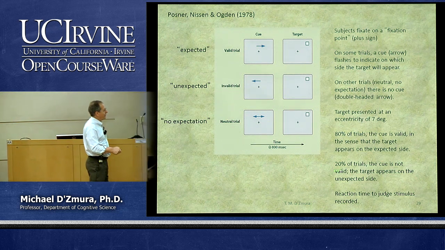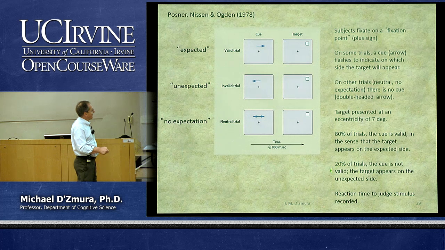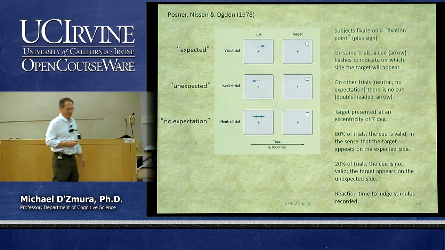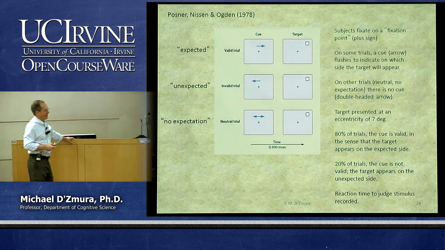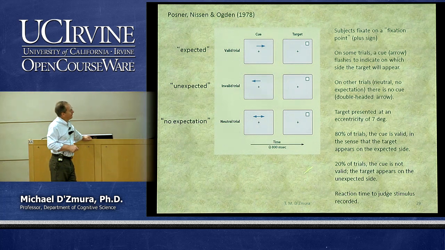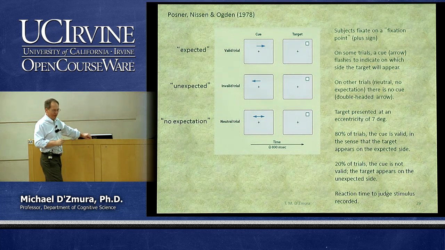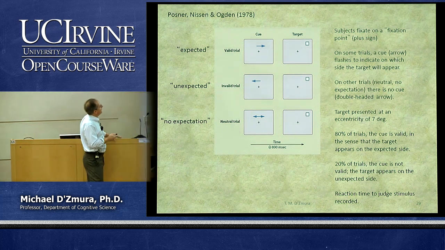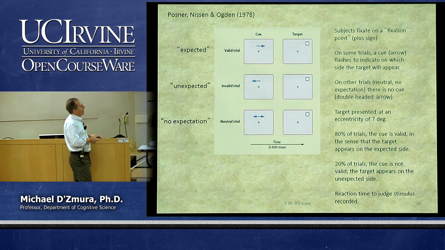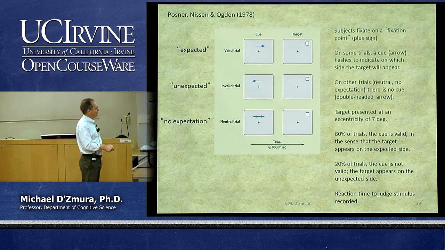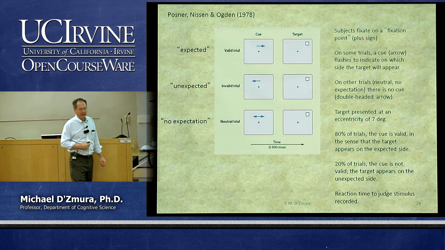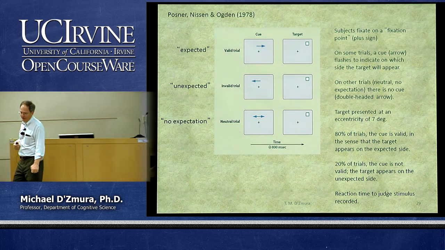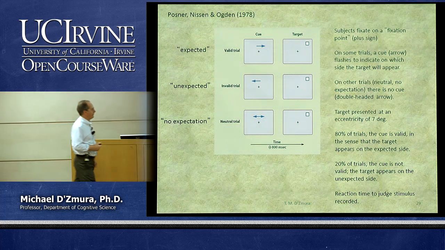Now, 20% of the trials, the cue is not valid. And that's going to provide a problem, but that's the way it goes. What are we going to measure in this experiment? Well, we're going to measure how long it takes for a person to judge the target stimulus that is being presented. And you can figure out, if we're paying attention in the right location, we're going to judge the stimulus faster. If we're paying attention in the wrong location, we're going to judge the stimulus slower.